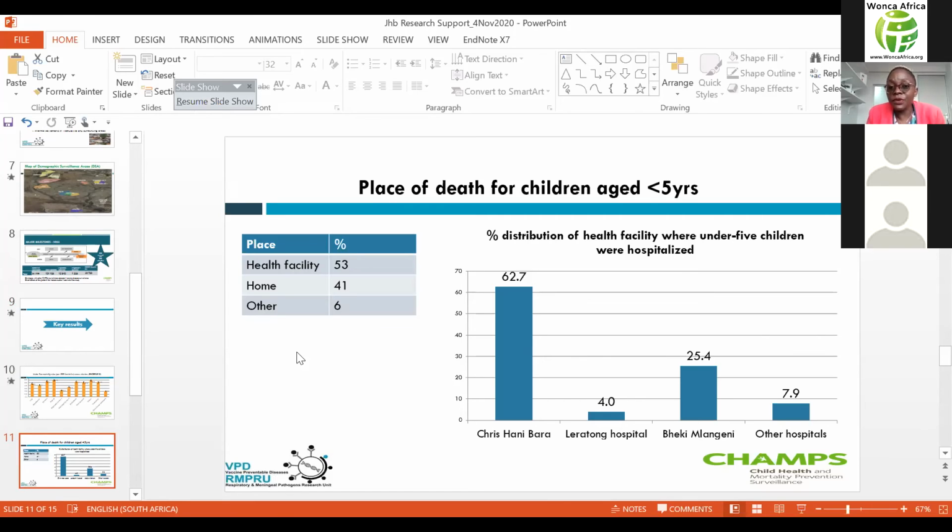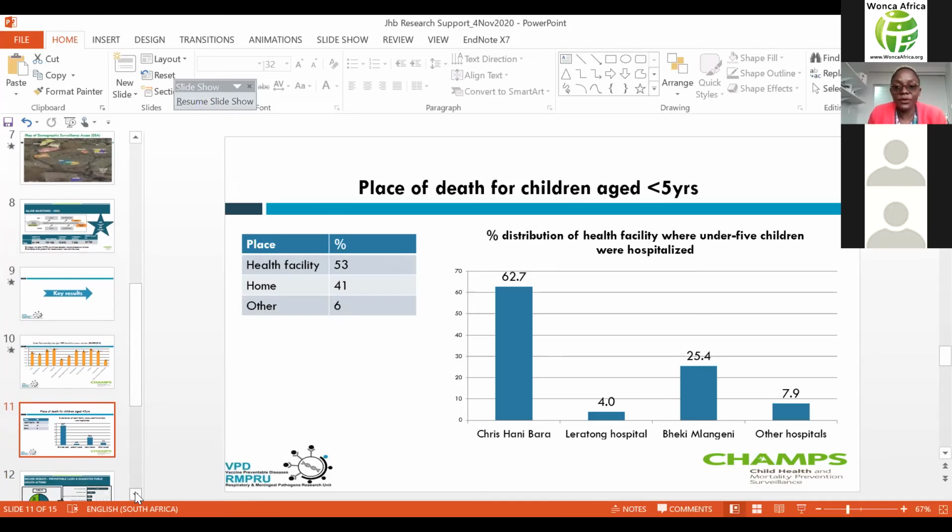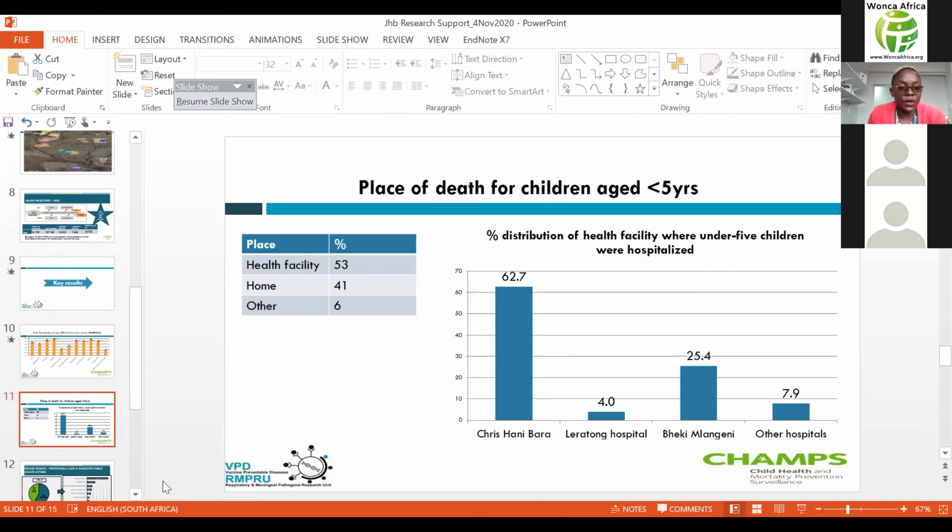In terms of distribution of the health facility deaths, the bulk of the deaths occur at Chris Hani Baragwanath Hospital, and second highest ranking is Bheki Mlangeni. We don't see a huge number of community deaths being notified at health facilities themselves. We have a couple that are reported as death on arrival, and these are either deaths that will have happened in transit or deaths that happened before the patient is admitted into a hospital.